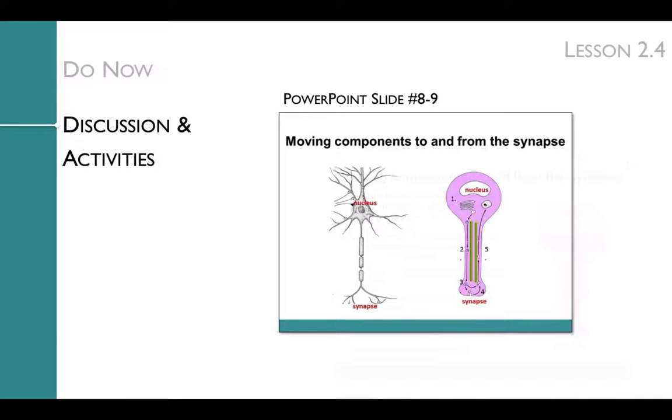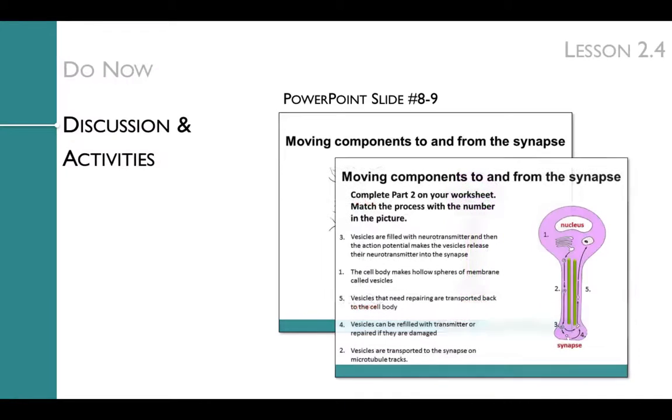Then you'll have students complete part 2 of their worksheets, which has them match the numbers of the diagram to a description of steps of axonal transport. After giving students a few minutes to complete that, you'll use slide 9 to review those steps. This slide is animated so you can display the steps as the discussion progresses.